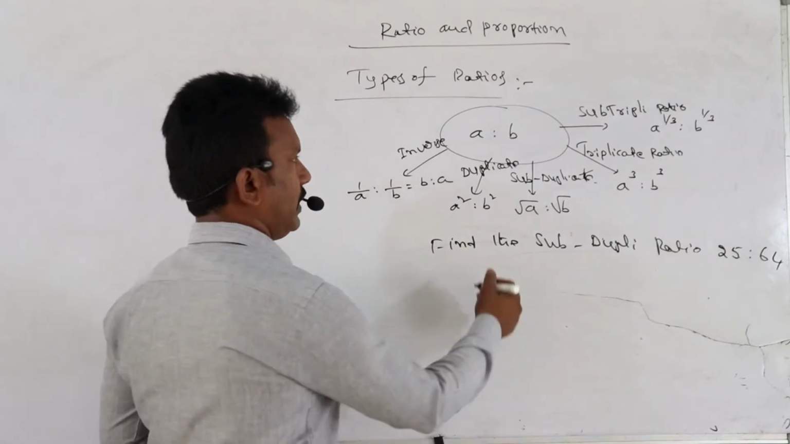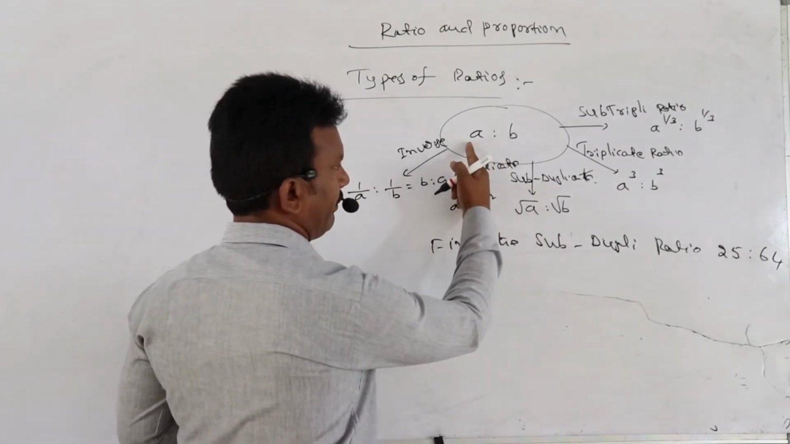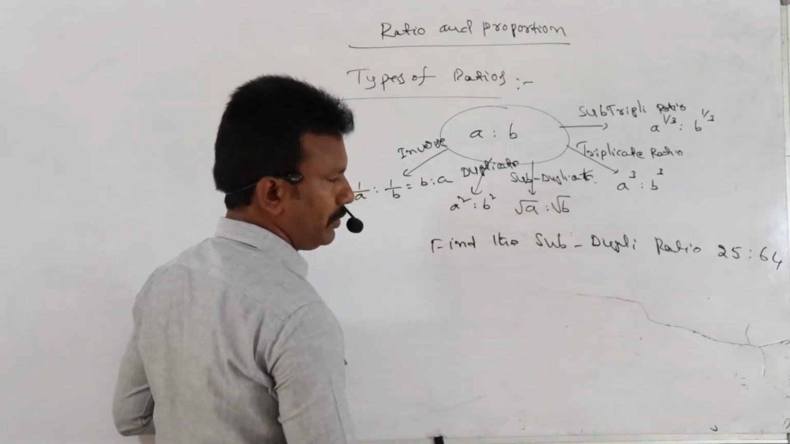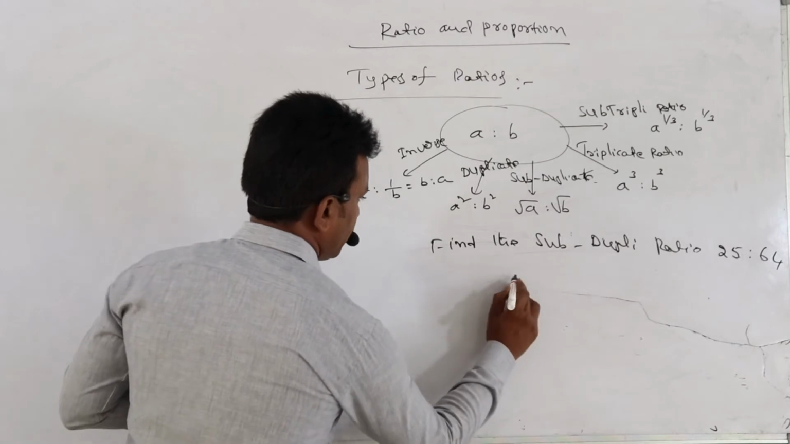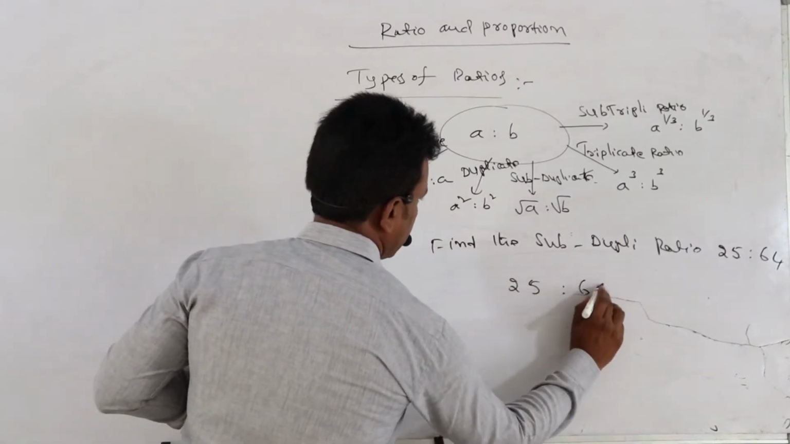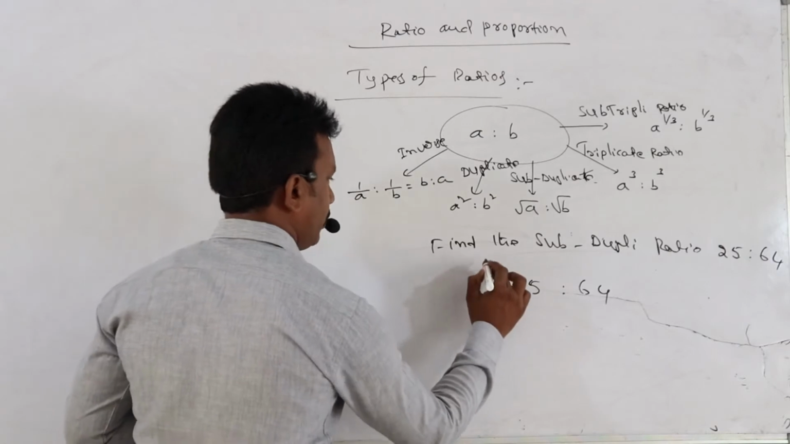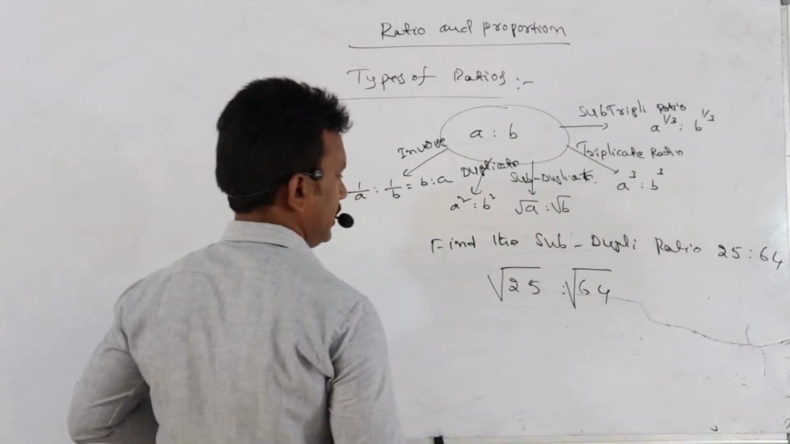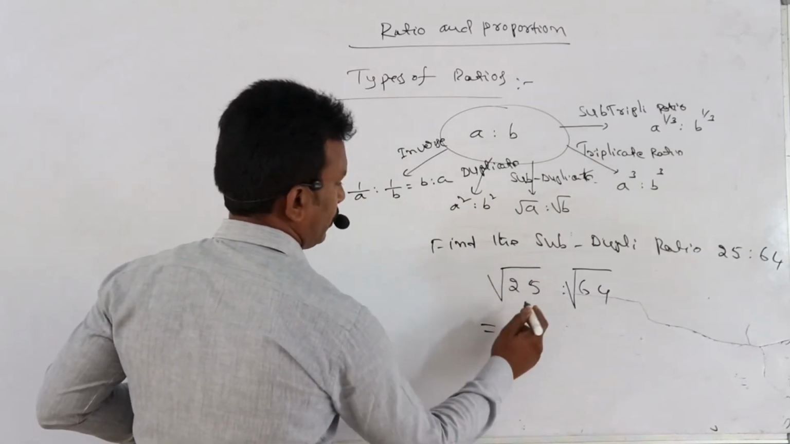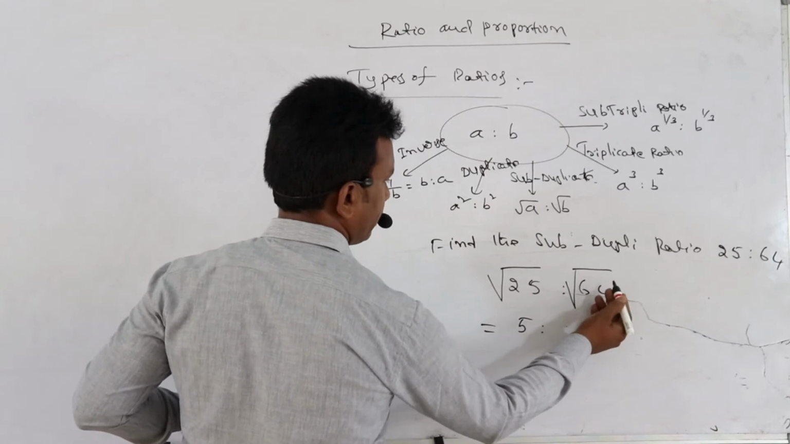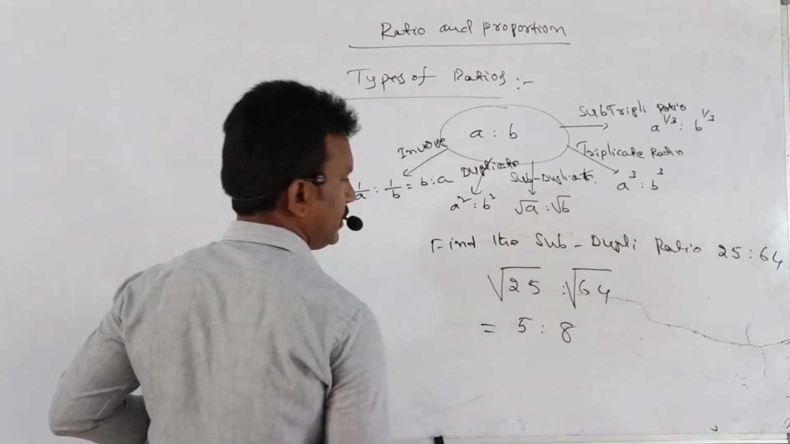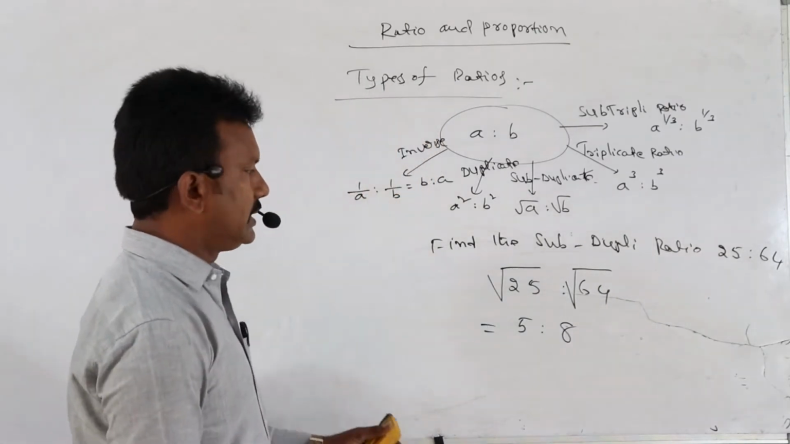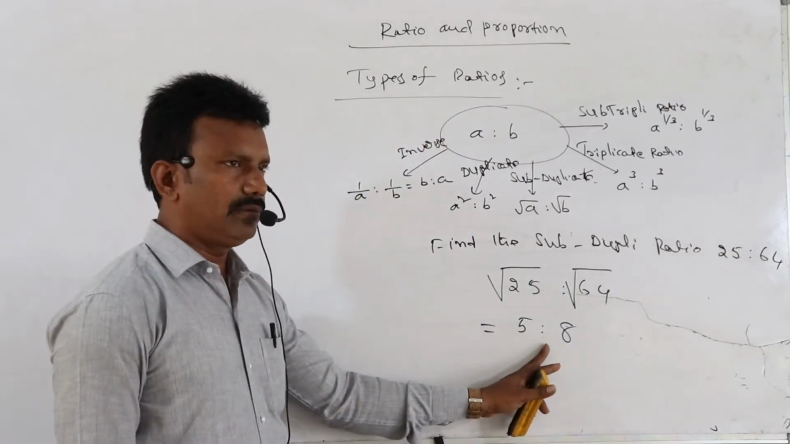So we write one condition for the given ratio, maybe A is to B. We follow the subduplicate ratio as root A is to root B. So for the ratio 25 is to 64, we just apply the square root of each term. Square root of 25, write 5, and square root of 64, write 8. So the subduplicate ratio of 25 is to 64 is 5 is to 8.